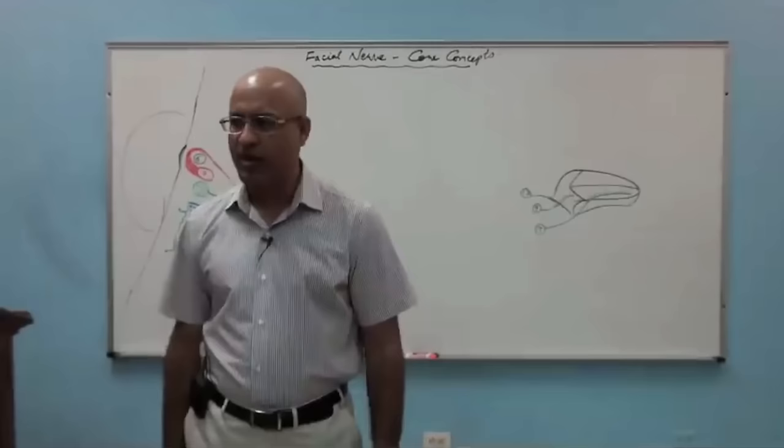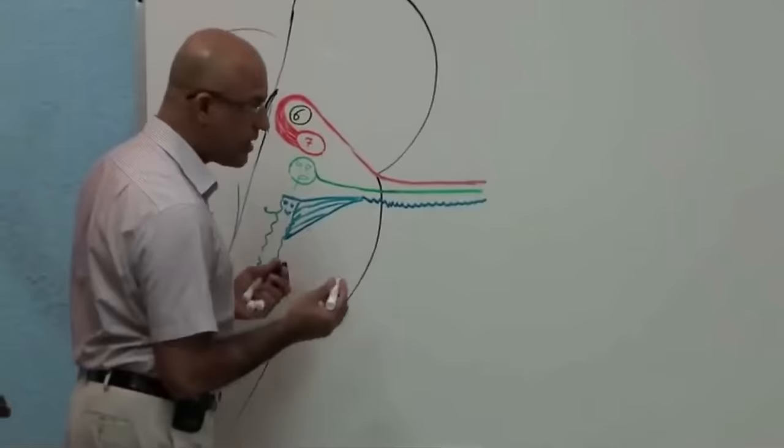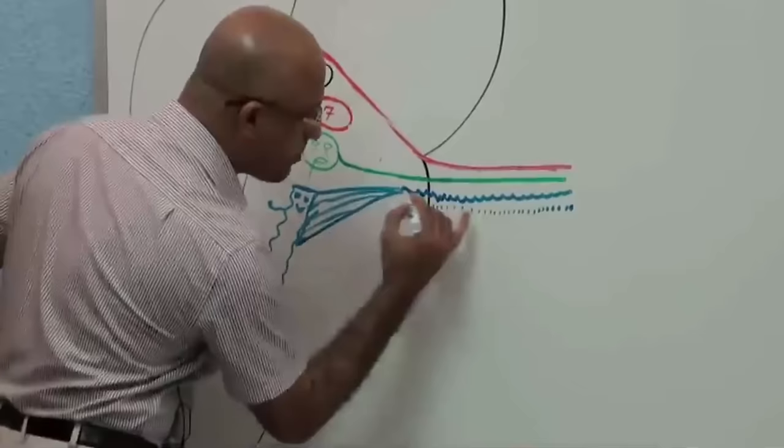right? Posterior part of, what is this? External acoustic meatus and external ear, right? So those are which fiber? Touch, pain, and temperature. What are these fibers? Touch, pain, and temperature. They are also part of facial nerve.